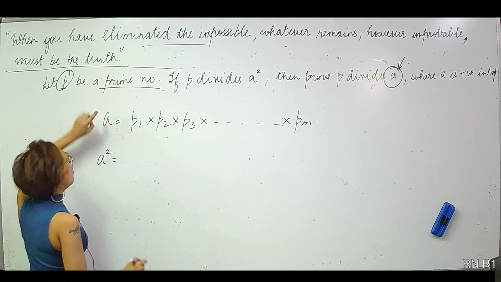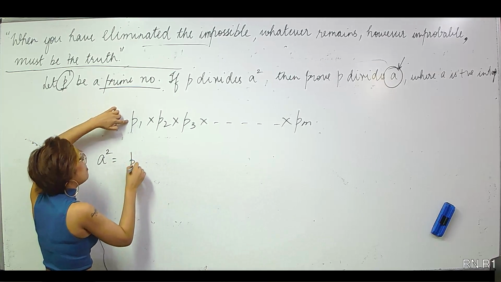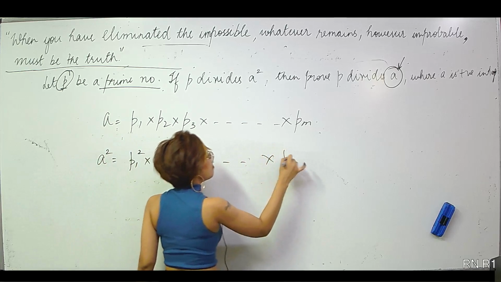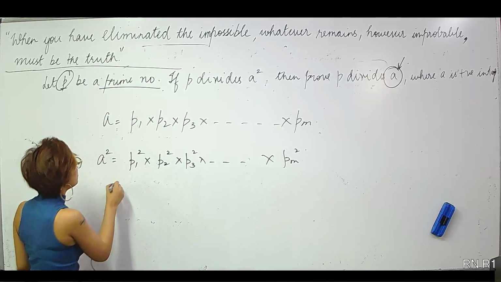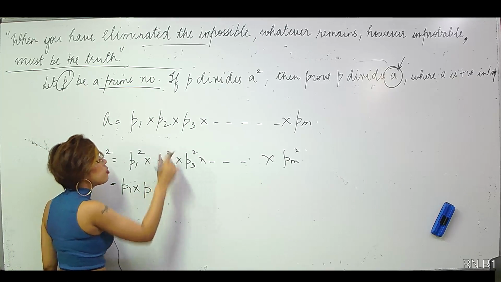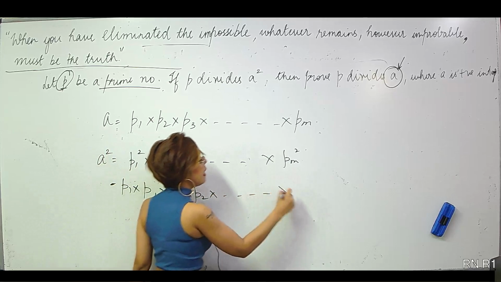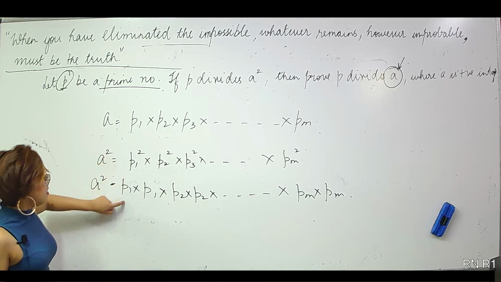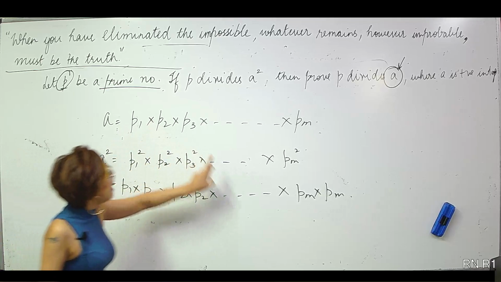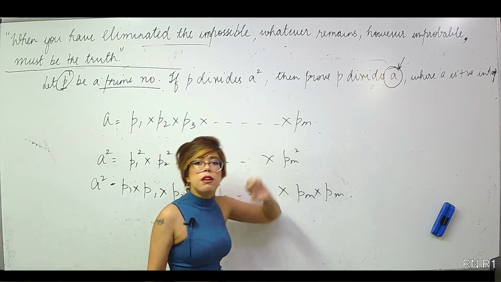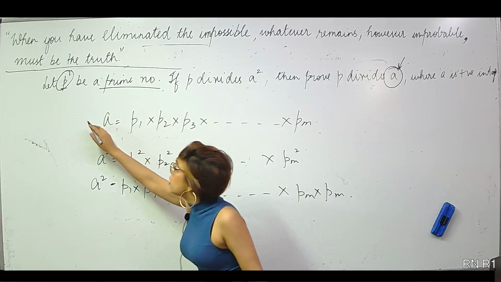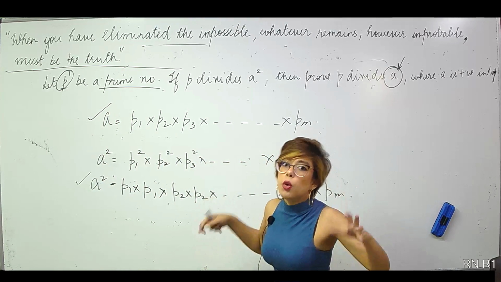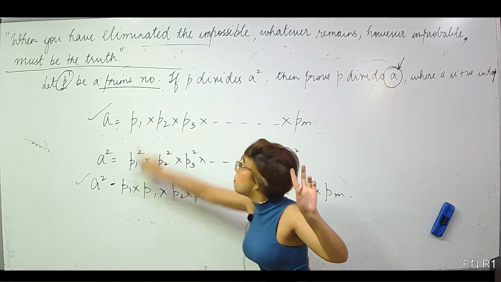So you square the left hand side, square the right hand side. This will turn out to be P1 square into P2 square into P3 square and so on, into Pm square. Now when I say P1 square, this is nothing but P1 into P1. P2 square is P2 into P2, and so on. Pm square is Pm into Pm. Now notice P1 is here, P2 is here, P3 is here, and so on, Pm is here. That means the prime factors which are present in A square are also present in A. Here the prime factors are doubled, that is the only thing, meaning their quantity. But these are the same ones.